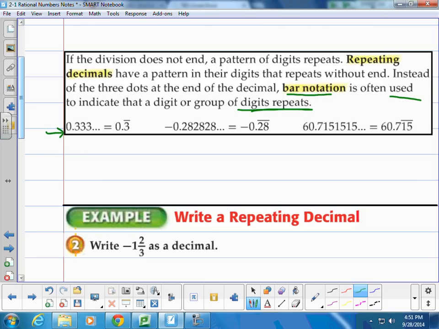So here we see the 3, and it's just repeating on. So we can really just write that as 0.3 repeating with that bar notation. Negative 0.28, the 2 and the 8 repeat, so it's negative 0.28 repeating. And here, if you notice, we have 0.60715, but the 7 doesn't repeat, only the 15 does. So the bar notation only goes over the 1 and the 5.